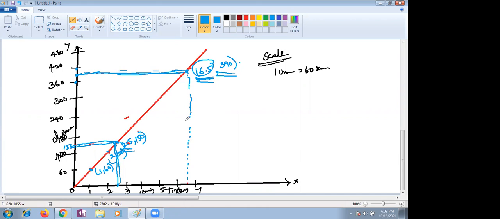Scale is also given, children. What is given on the x-axis? 10 small divisions is 2 centimeters, you're supposed to take. Like that, a scale is given in the question. On the y-axis, 10 small divisions is 10 centimeters. Like that, you're supposed to take. Let me check that question.